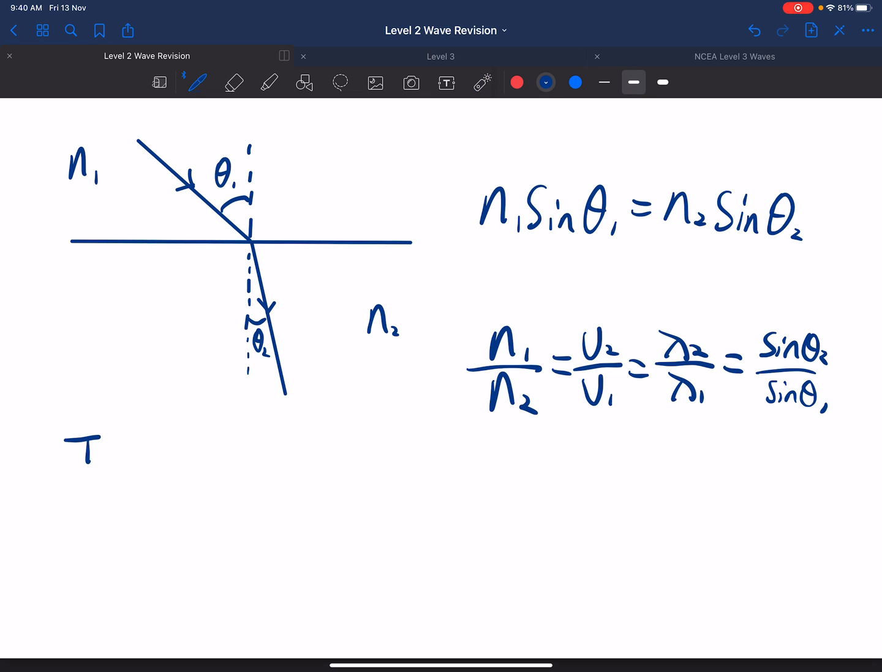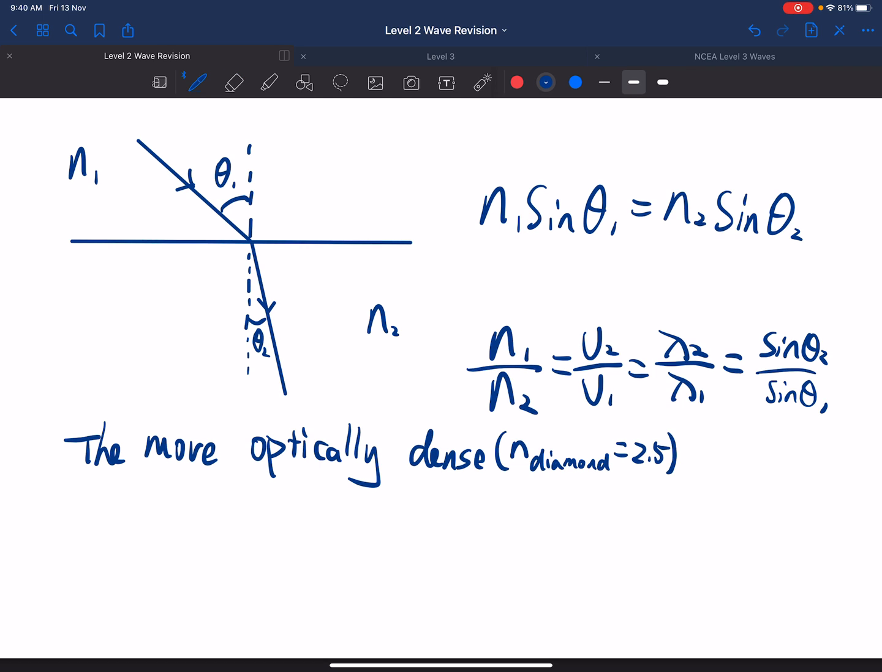Okay, I'll say here, the more optically dense, let's say, and use the extreme situation, N diamond is 2.5. The more optically dense, the slower the light. Make sure you add the keyword optically dense, okay?